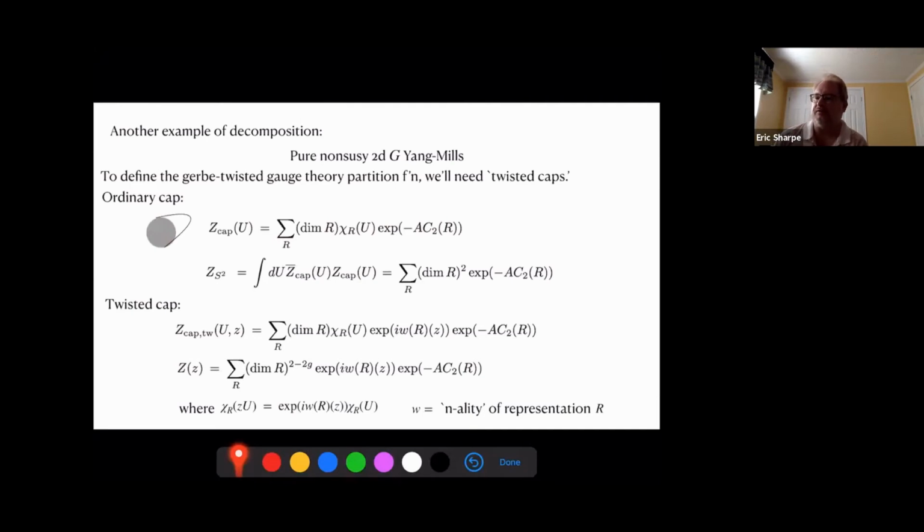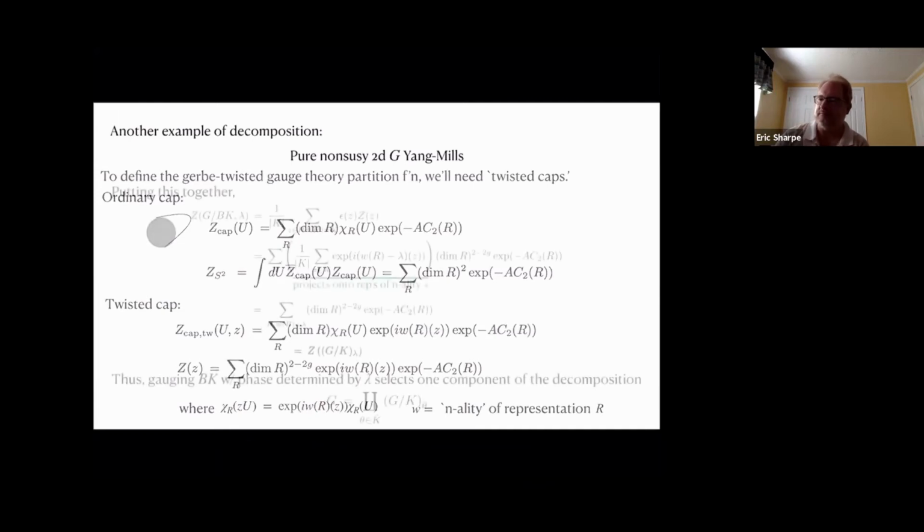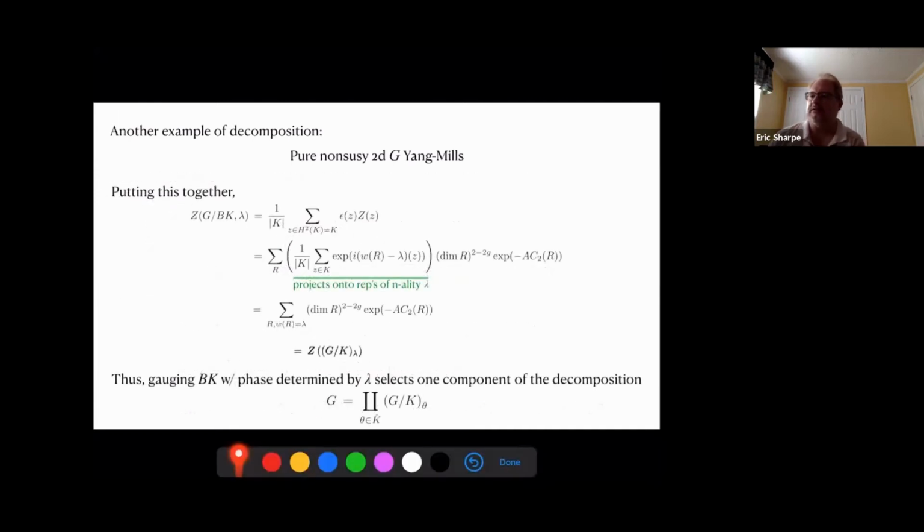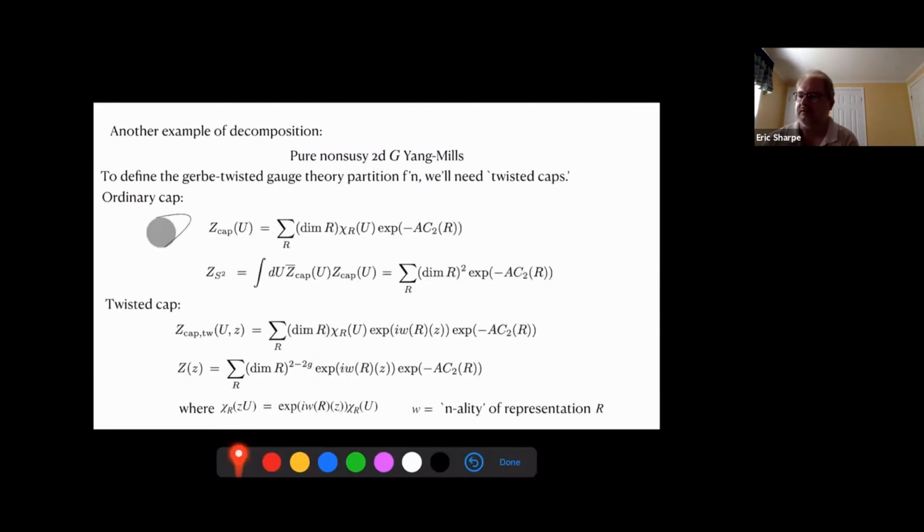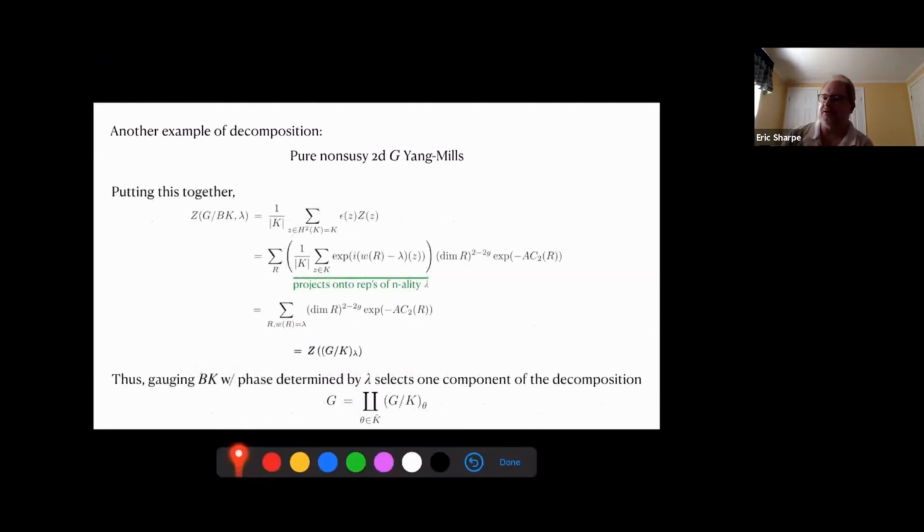A twisted cap is very similar. The difference is that instead of having just the character of U, we have the character of U times Z. And the effect of that is to pull out some other phase factor. So putting this together, the partition function of that pure G gauge theory in which the BK has been gauged is again a partition function of this general form. Plugging in Z of Z, plugging in epsilon, one gets an expression like this.